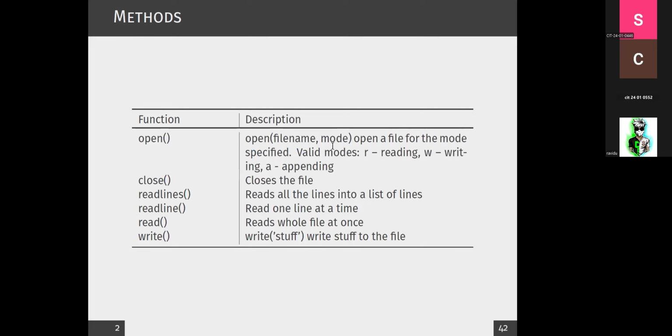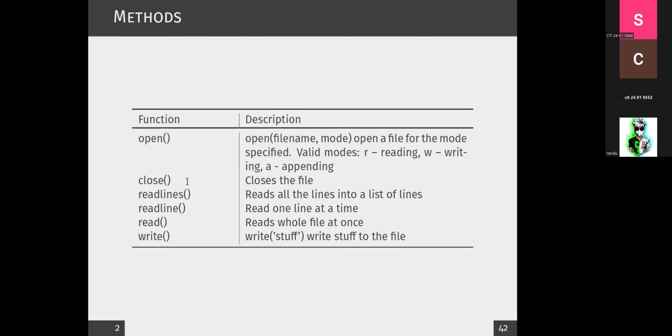The mode means, are you going to open a file for reading? That means you don't change anything, you are just going to read what is inside. Or you can open for writing. Writing means you are going to create a new file. Or you can open a file for appending. Appending means you already have a file and you are going to add something. So when you open a file, you have to specify which mode you are going to use. It's very important.